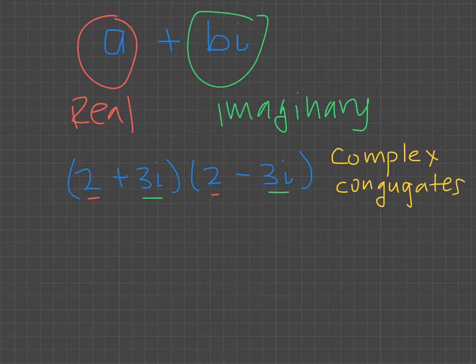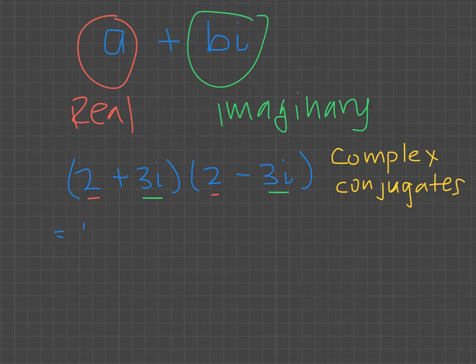Okay, and I think I misspelled. Let's try that again. There we go. So let's see what happens when we multiply these complex conjugates. So we are going to actually do this by FOIL. All right, you see how we have two things combined with addition and subtraction in those parentheses. So that means that we can multiply using FOIL.